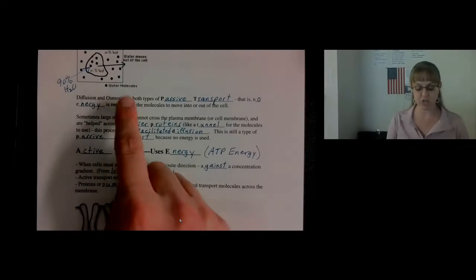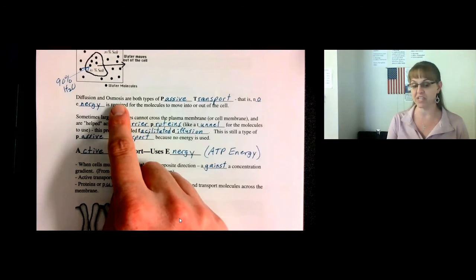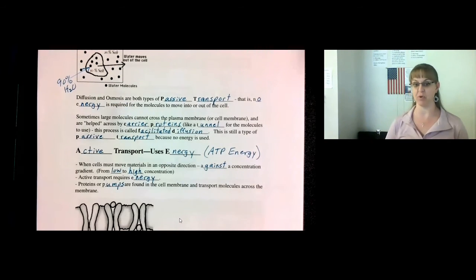Right. So diffusion and osmosis are both types of passive transport. Passive, sitting there letting it happen, no energy required. So there is a third type of passive transport that uses those carrier proteins. Remember those from the picture at the beginning of these notes. Those carrier proteins act like a little tunnel, a protein channel, and that allows big molecules to go through.